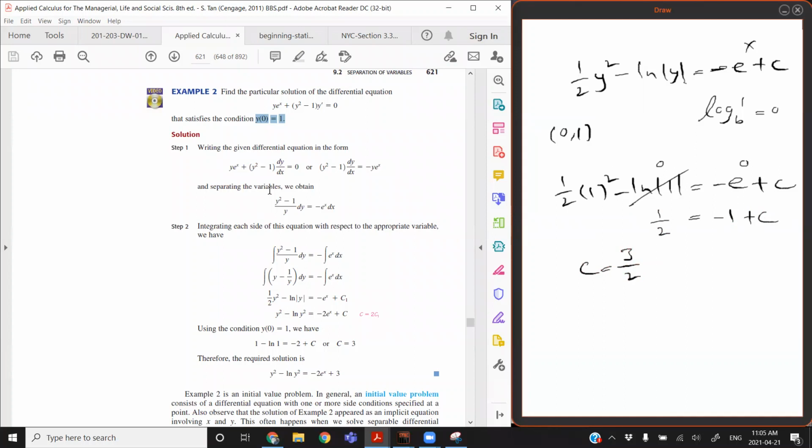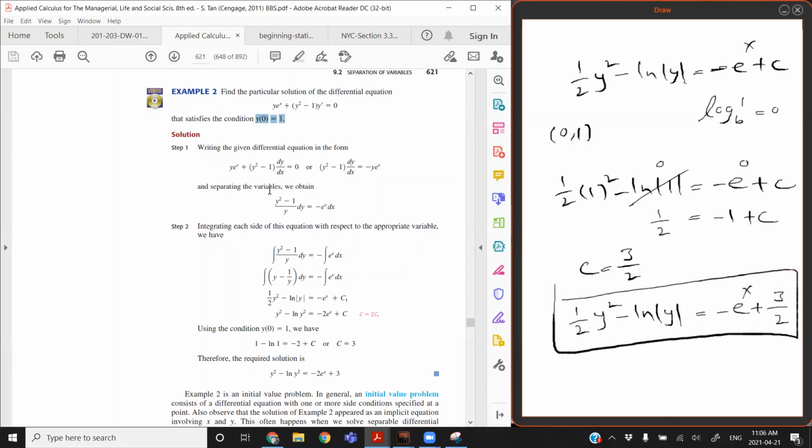So I can say that the function has the form 1/2 y squared minus ln of absolute value of y is equal to minus e to the power of x plus 3/2. If you give me this answer, that's absolutely fine and it's correct. It looks a little bit different from what we have here. I'm going to show you how it's different and why, but basically this answer is also correct.